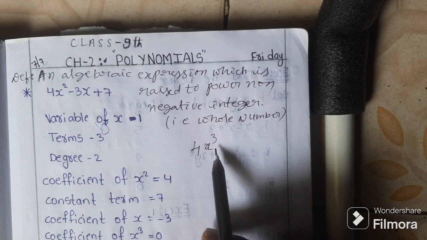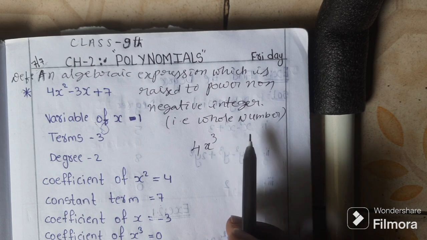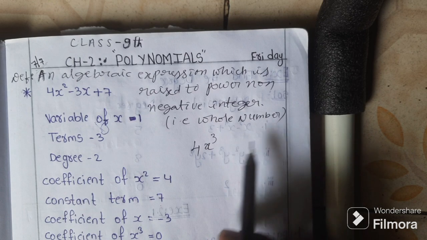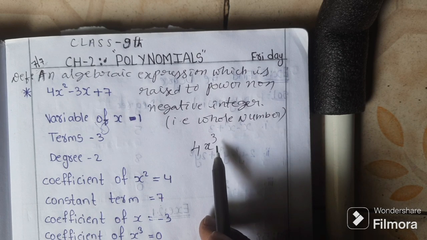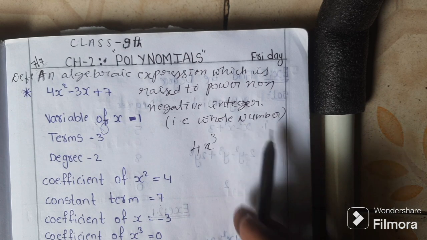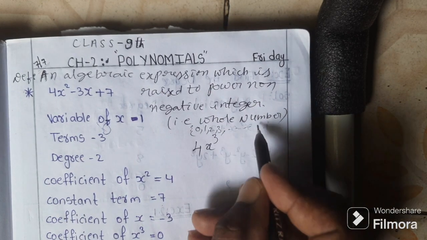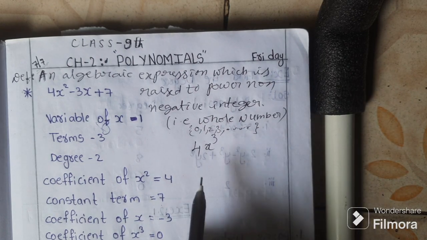If negative numbers, roots or rationals are there in the power, that is not a polynomial, that is a multinomial. Power should always be 0 onwards, 0 to infinity you can keep, but not negative numbers or roots or rationals or any other numbers. Only whole numbers we should keep, that means 0, 1, 2, 3 like this. Only whole numbers as powers means that is a polynomial.